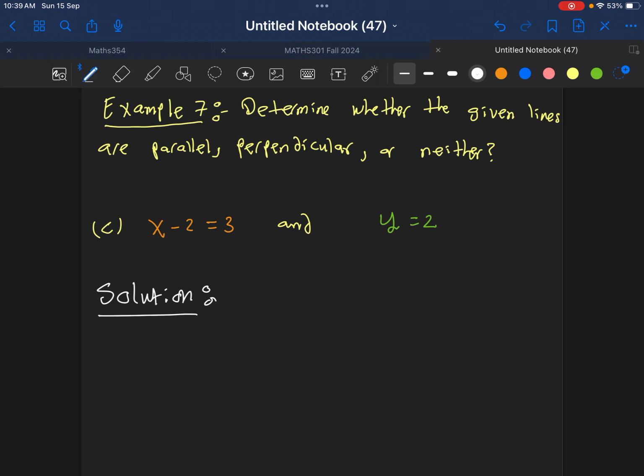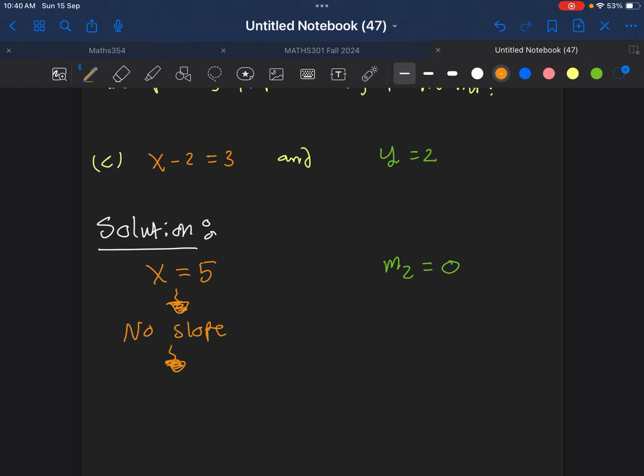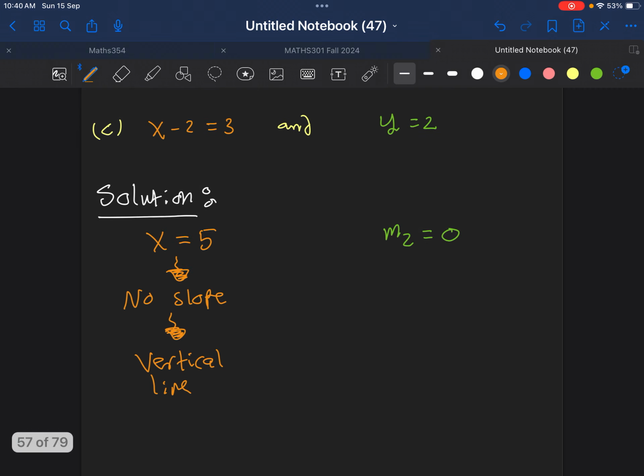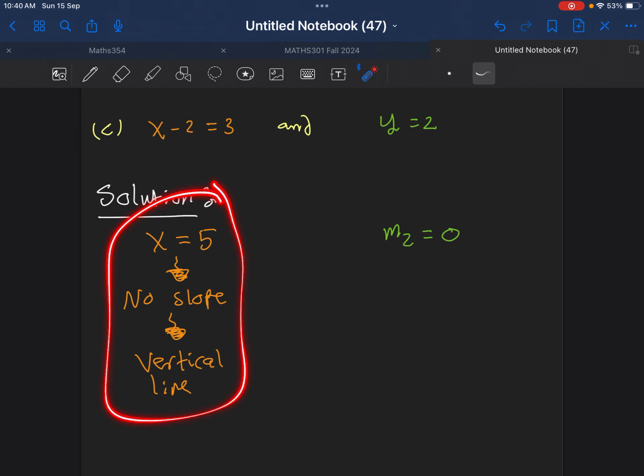Well, if we try to do the same thing as we did before, clearly m2 is equal to 0 because there is no x. It should be 0 times x. Now, if you look at this one, it has no y. So x equals a number. This has no slope because there is no y. I cannot separate y. Now, which line has no slope? It is the vertical line. So we know that this line is vertical.